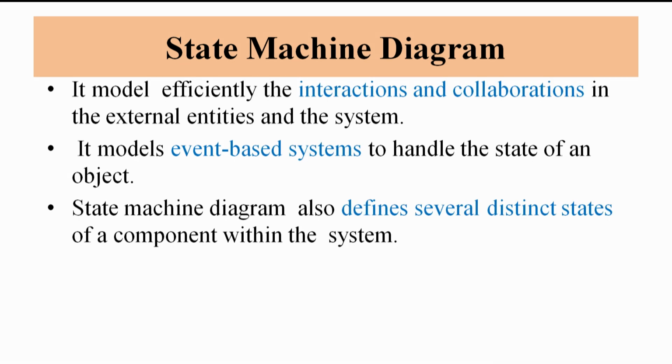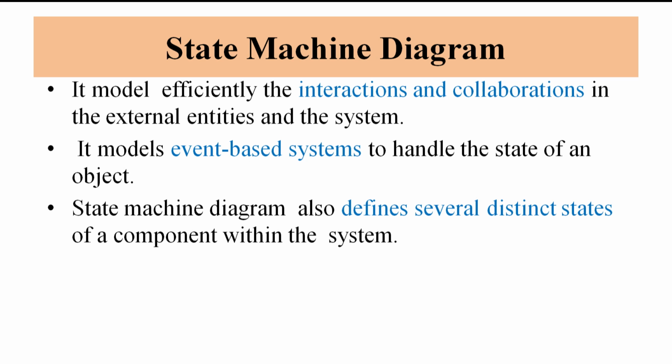State machine diagrams efficiently model the interaction and collaboration between external entities and the system. External entities are nothing but certain participating objects. There may be a single object, or it may be a subsystem, or a composite subsystem, or part of the system, or a certain package, and how those things are participating and how they are collaborating to perform a certain operation. If you are taking a particular scenario, in that scenario you can draw the specific state machine diagram. It models the event-based system to handle the state of an object.